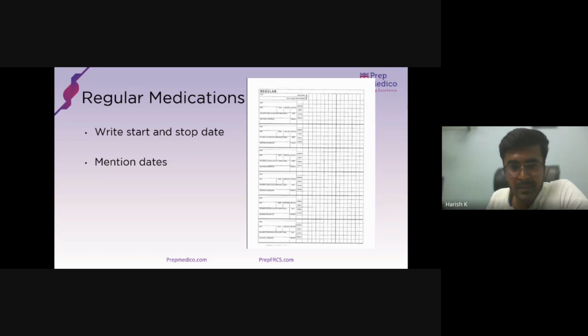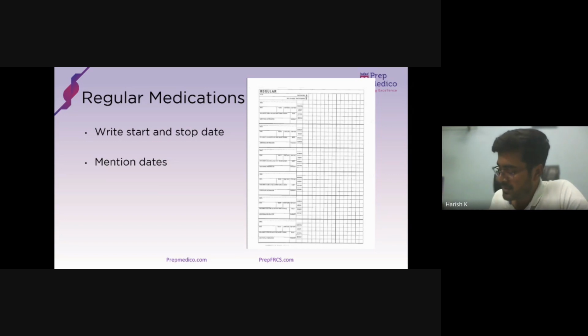Next thing is, if at all the dose is changed, or in some conditions the medication will be given IV in the beginning, then they change to oral. In these conditions, with regular medications, first you have to write the first route, that would be IV route. In the next row you can write it for the oral, when they change to the oral route. So you can write it like that.